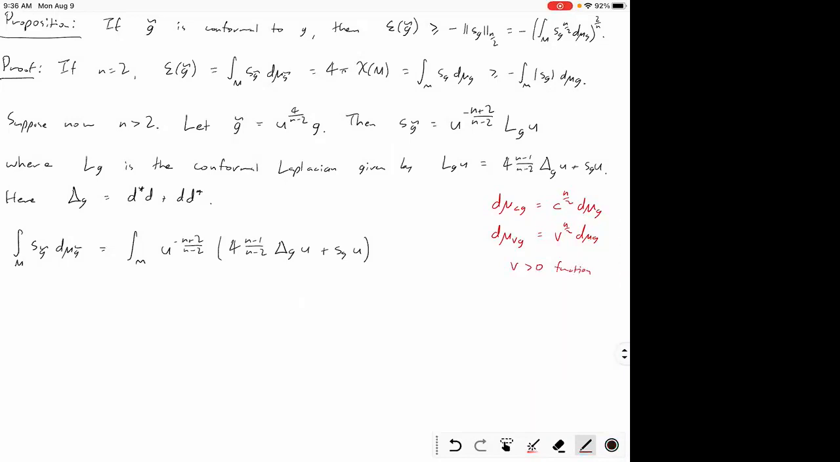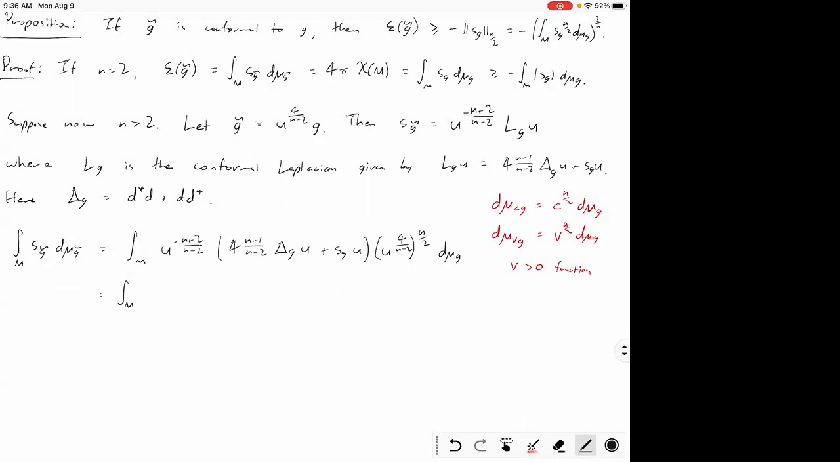Here the function we rescaled by was u to the 4 divided by n minus 2. So the volume changes by u to the 4 over n minus 2, to the power of n over 2, and then d mu g. So what I've done is taken this initial integral in terms of the conformal metric and written it now in terms of the original metric. Let's simplify this a little bit.